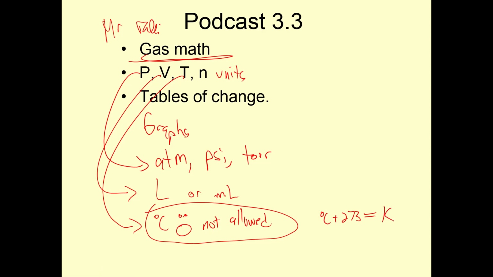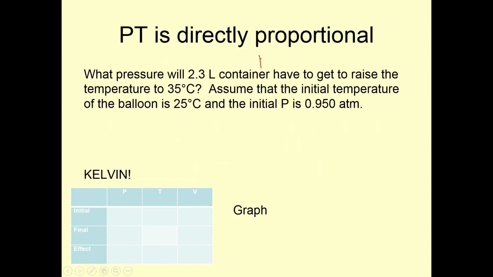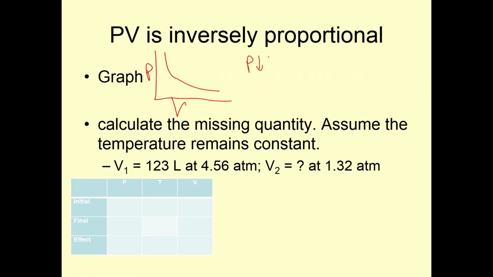We're going to look at tables of change that hopefully will clarify things and give you an idea of what's going up and what's going down. So let's take a look. PV is inversely proportional. So what's that graph look like if it's inversely proportional? We did this in our lab. So pressure and volume. That means as pressure goes down, volume goes up. They do opposites. Inversely proportional means opposites. It also means that PV equals a constant K. And what we're going to use perhaps the most is P1V1 equals P2V2.